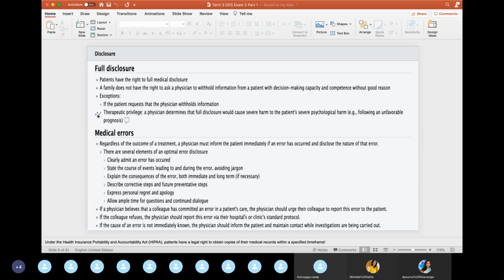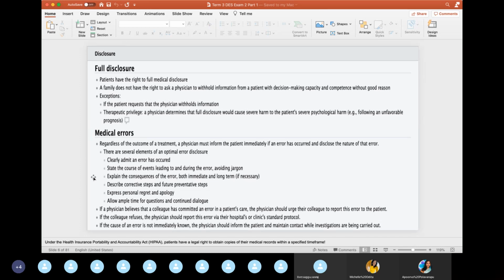Except one, the patient requests that the physician withholds the information. Two, therapeutic privilege. A physician determines that full disclosure would cause severe harm to the patient, severe psychological harm. This is controversial, but on the exam, you need to fully disclose to your patient, okay? On the exam, full disclosure is the correct answer. It's always the correct answer.